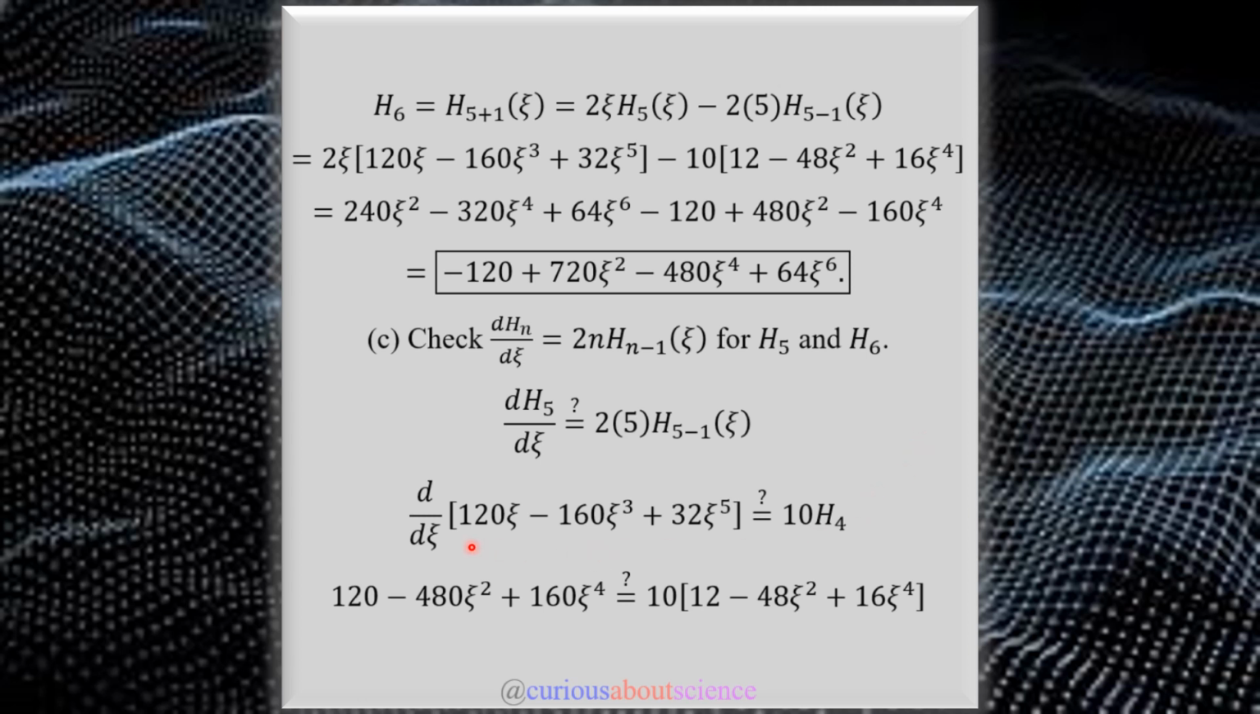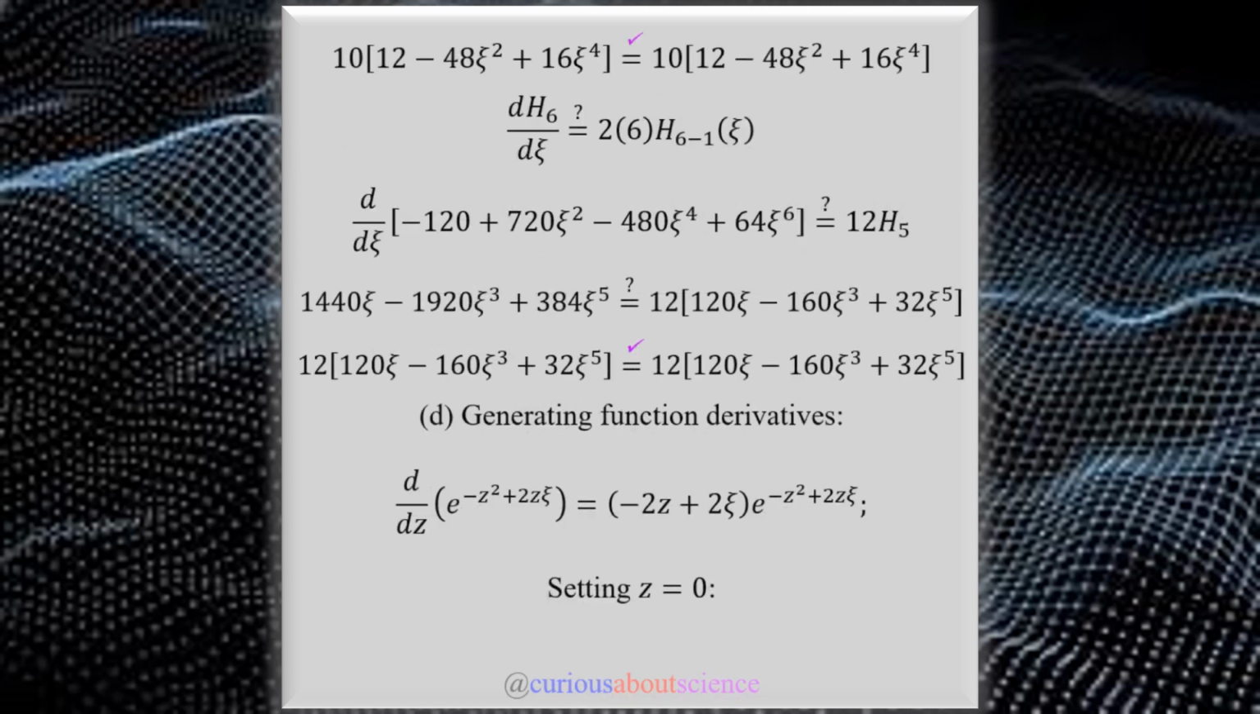H sub 5 is right here in the bracket, and we see that our factor is 2 times 5, so that gives us 10. 5 minus 1 gives us 4, so we need to compare it to the 4th order. And sure enough, it looks like we have, after the derivative, 120 minus 480π squared plus 160π to the 4th. Let's see if we can factor 10 out of everything and equate the two. And as you probably saw, we were able to factor 10 out of the left-hand side. And if you look and compare the brackets, everything checks out to be perfectly fine.